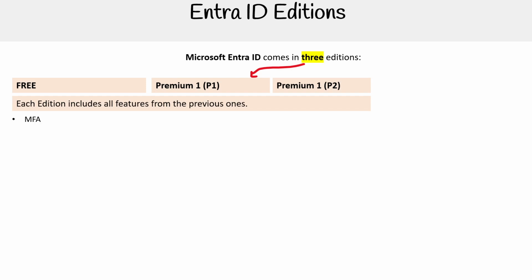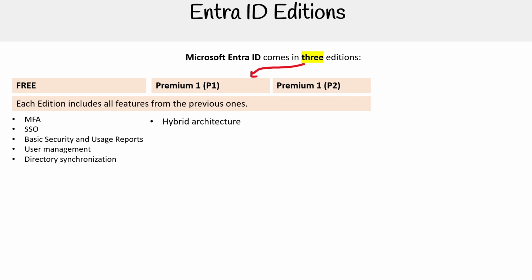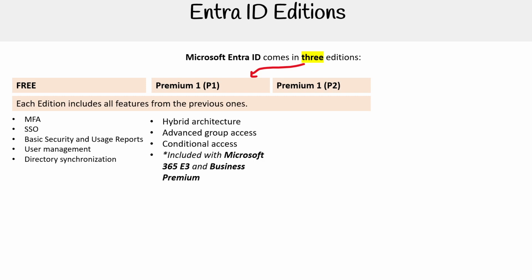So in the free one, you get multi-factor authentication, single sign-on, basic security and usage reports, user management, directory synchronization. For P1, you get everything that we just mentioned, but now we get hybrid architecture, advanced group access, conditional access. This is included if you have the Microsoft 365 E3 and Business Premium. So getting Entra ID is very confusing because depending on where you come into the Microsoft ecosystem as a customer, you might already have some version of Entra ID, or you might have functionality that's already bundled in.